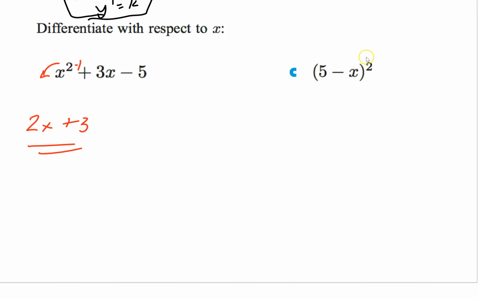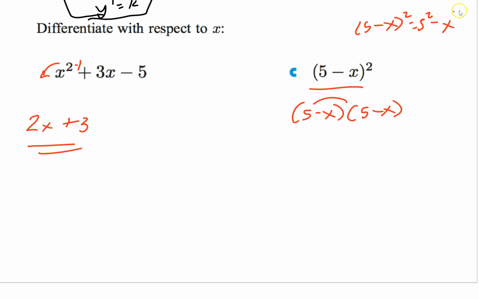Here's a fancy one. How are we going to do this? Remember last time I said that's not a power rule. There's something inside, you can't do it. So what do we do instead? We distribute. The only way to get around this right now is you have to distribute. So I should multiply it out. Remember guys, this is not this. Oh, I hate this. It doesn't work that way. There's a minus and a plus there. It doesn't work that way. You have to multiply it out.